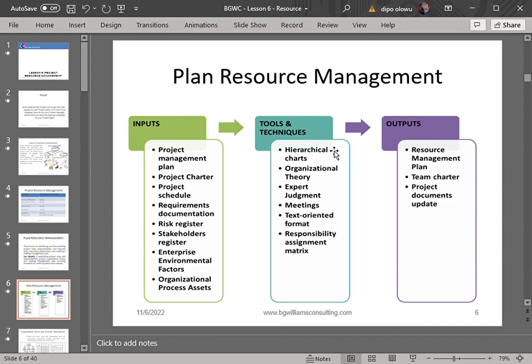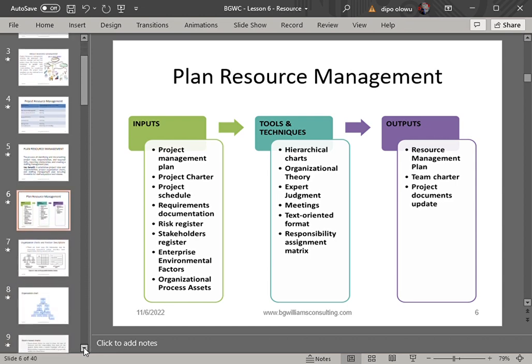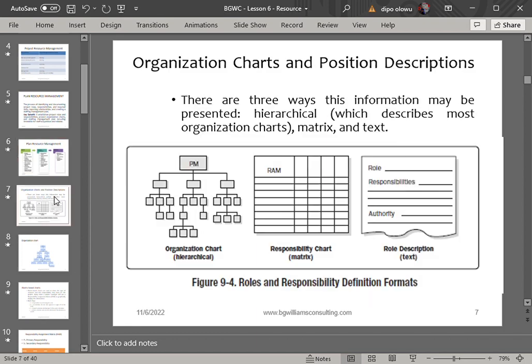You can see the techniques. We can use hierarchical charts. We can use organizational theory. We can use expert judgment, meetings, test-oriented format, resource responsibility assignment matrix. So we're going to look at them one after the other. The first one we're going to look at is the organizational chart and position description.